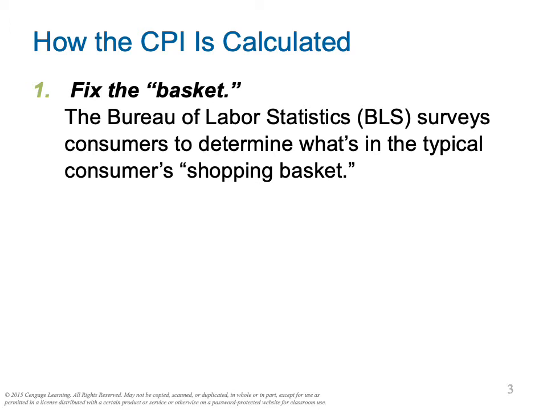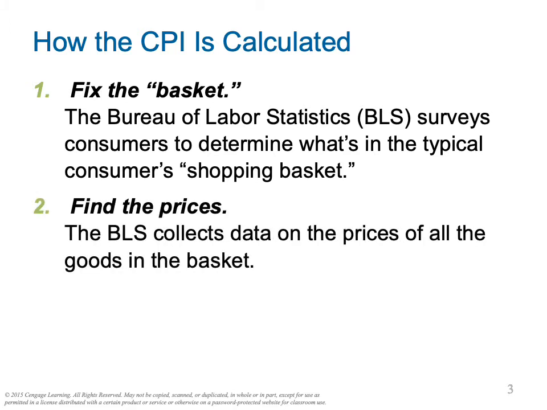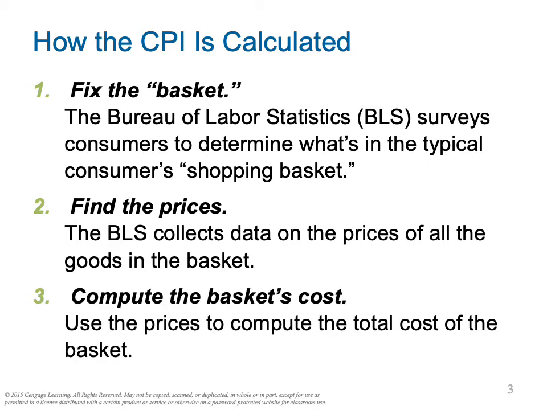So it's going to include things like food, obviously. It's going to include housing and energy costs, right? Things that most people consume. So they start with a basket, and then they find the prices of the things in the basket. All right, so the BLS collects data on the prices of everything in the basket once they figure out what the basket is. And then they compute the cost of the basket, right?